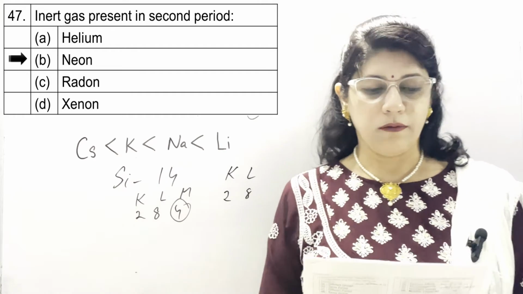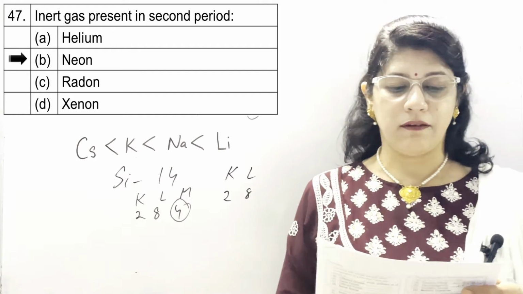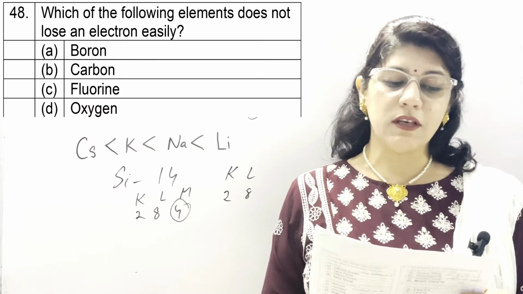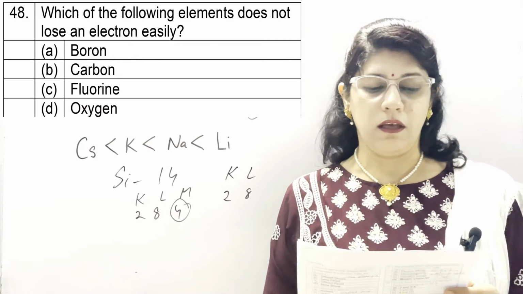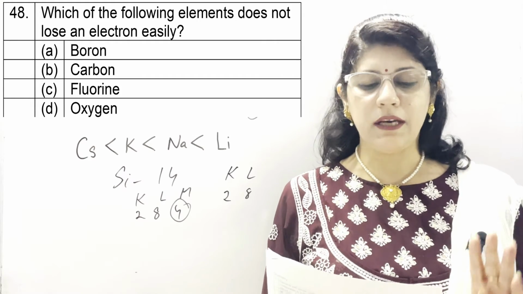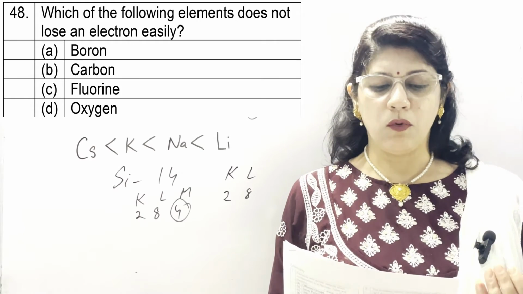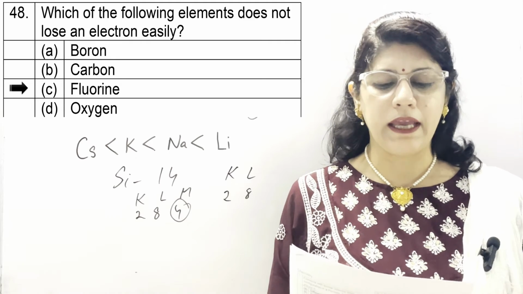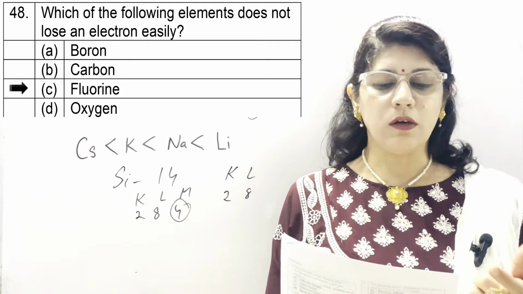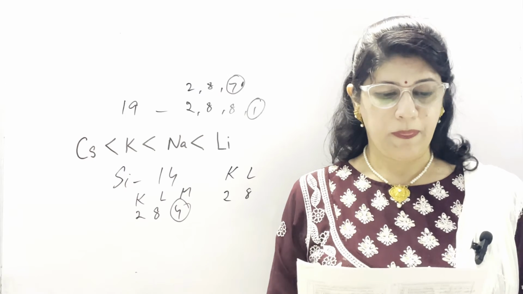It means neon with atomic configuration 10. Question number 48. Which of the following elements does not lose an electron easily? A is boron, B is carbon, C is fluorine and D is oxygen. So we know fluorine has high ionization energy because it does not lose an electron easily.